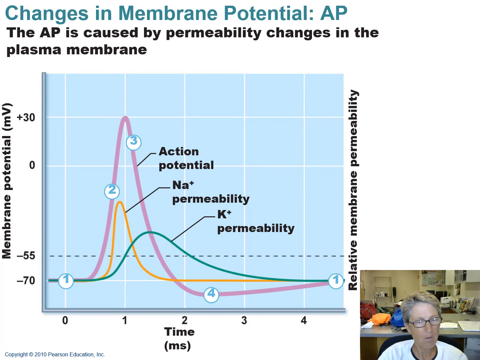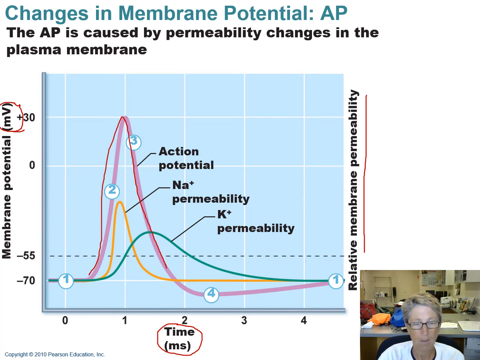So this is kind of a tricky graph. It's got time in milliseconds on the x-axis, but check it out. On the right y-axis, it's got our regular millivolts, the membrane potential, but on the other y-axis, it's got relative membrane permeability. So if we're looking at the y-axis, we can see this pink thing, that's our action potential.